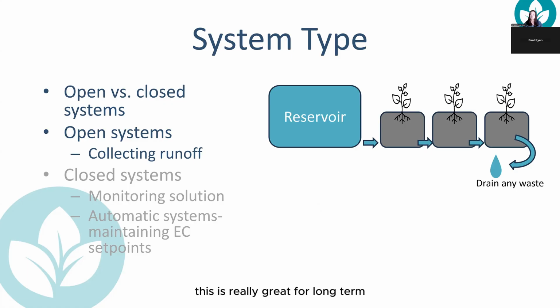This is really great for long-term fruiting crops that are going to have those changing nutrient demands. It's going to be difficult to change the nutrient solution over time. So being able to have that flexibility in completely replacing what's in your reservoir and going out to your plants allows a little bit more fine tuning of your nutrient plan.